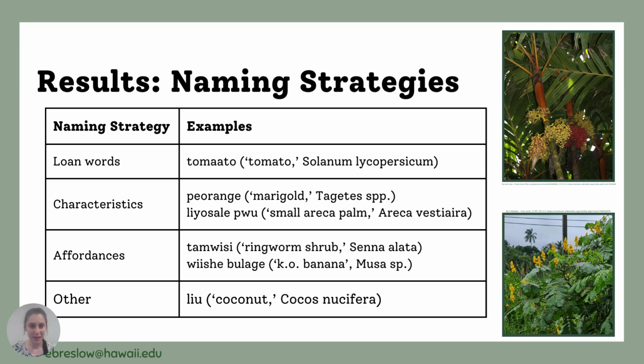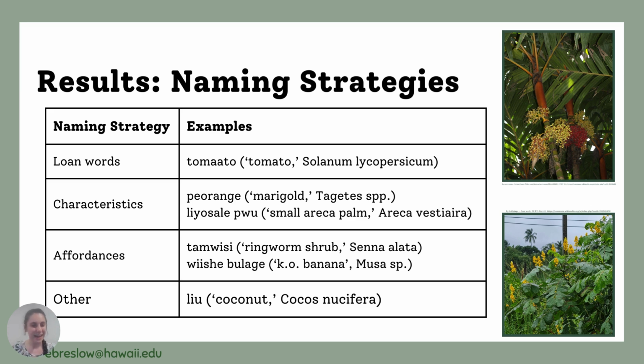In terms of the naming strategies, I have 3 main ones here. So loanwords, like tomato, a loanword from English; characteristics, where the name of the plant describes something about what the plant looks like. So here, perang is marigold, where pe means flower and rang means yellowy orange. Affordances are how that plant can be used. So the bottom image there is of Senna alata with the yellow flowers. That's in Woleaian tamwisi, which is both the word for this plant and the word for ringworm, because this plant can be used to treat ringworm. So the name of the plant is saying something about how the plant can be used.